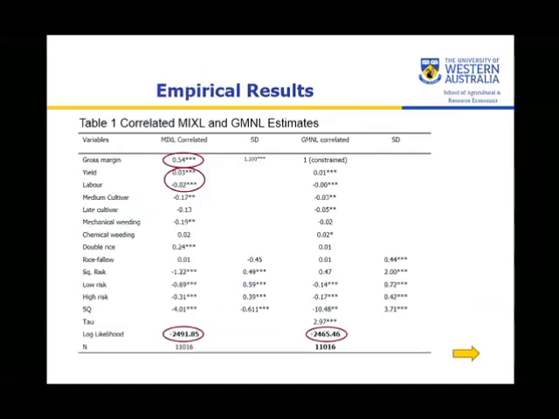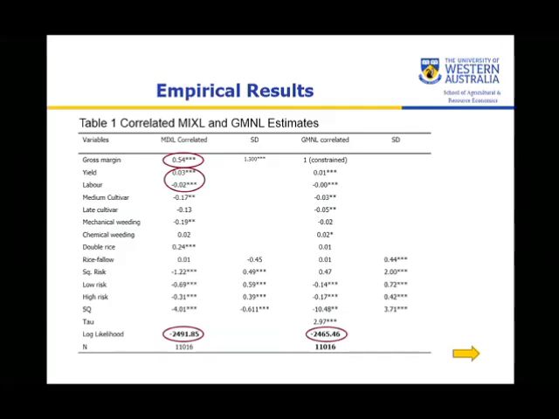So we have the mixed logit model correlated and the GMNL model correlated. I have decided to just present the correlated models because in all instances they were the best. So I said, okay, let me just present the best models I had. Of course, in here, a positive coefficient means farmers prefer such attributes or it gives them greater satisfaction or utility, and negative means there is a dissatisfaction with that particular attribute.